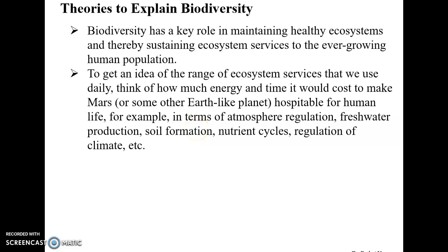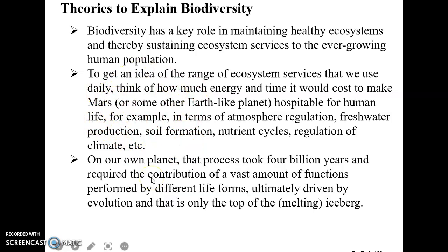To get an idea of the range of ecosystem services which serve us in our daily life, think about how we could make Mars hospitable for human life. For example, atmospheric regulation, freshwater production, soil formation, nutrient cycling and regulation of climate are all different services which our ecosystem provides daily. And if we want to make Mars hospitable, then we have to create all these things on Mars.